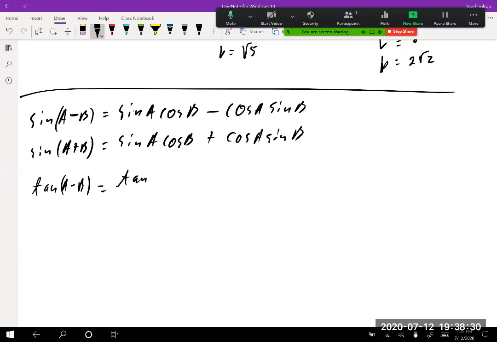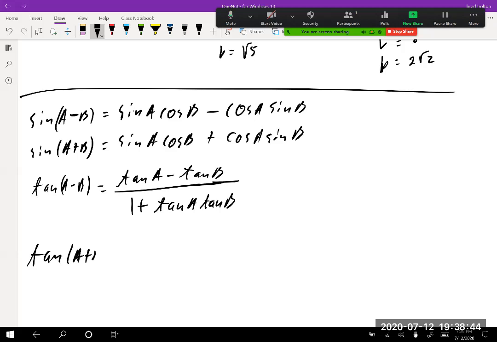This will be the tangent of A minus the tangent of B, all divided by 1 plus tan A tan B. All right, and then tan of A plus B, I'm assuming you guys can figure it out. It's going to be the exact same, but it's now going to have the plus and the minus switched. Tan of A plus tan of B divided by 1 plus, oops, I think I wrote it.